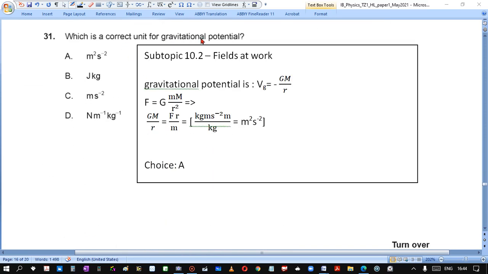Which is the correct formula for gravitational potential? From subtopic 10.2, we find the formula for potential. So we have Gm over R. The same Gm over R we have in the formula for the gravitational force. So we rewrite this formula to have Gm over R. It is Fr over m, and we use base units for force. It is kilogram meter per second squared. This radius is meter, and mass is kilogram. We simplify, we get choice A.